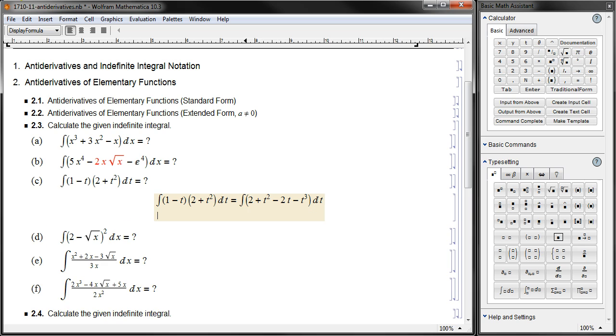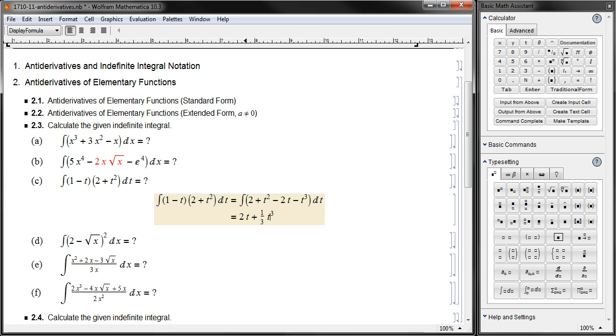You can simplify this thing if you want to. Well, I'd rather go without simplification. Antiderivative of 2 is 2t. Next, raise the power by 1 and then divide. 2 is the coefficient. Raise the power by 1, so t squared, and then divide. Finally, raise the power by 1 and divide. That's good.